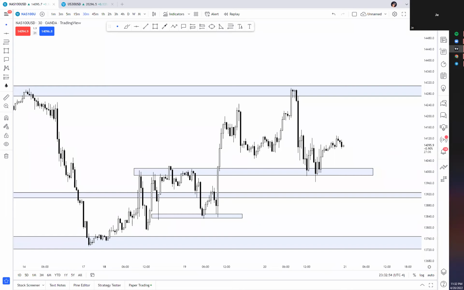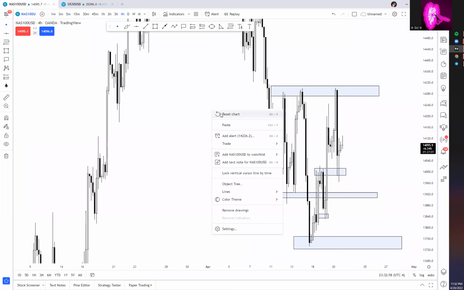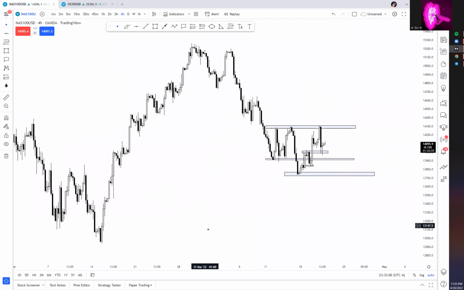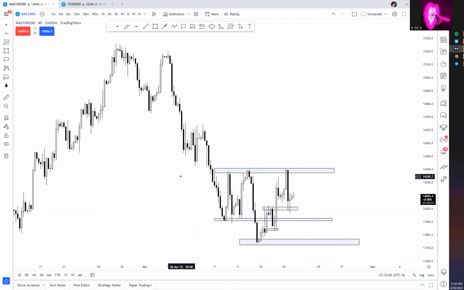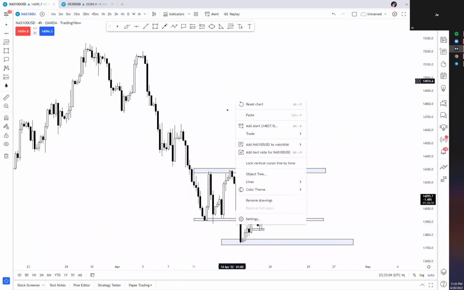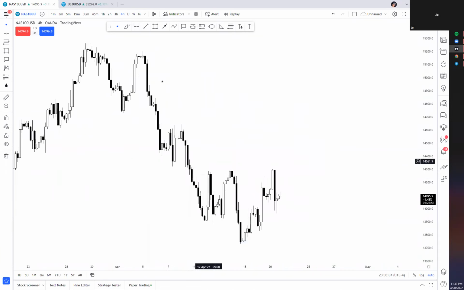Like, what time frame did you start on? You can start on any higher time frame, which is anything above, I feel like anything above 30 minutes is a higher time frame. Where'd you start on for this example, though? I missed it. 4 hours. 4 hours. Okay, thanks.